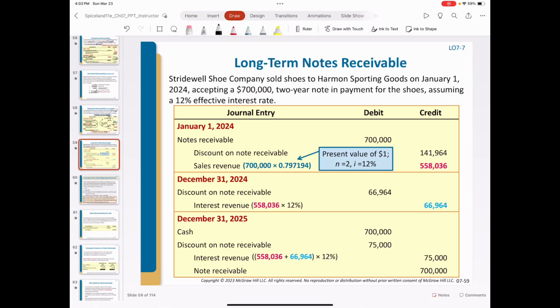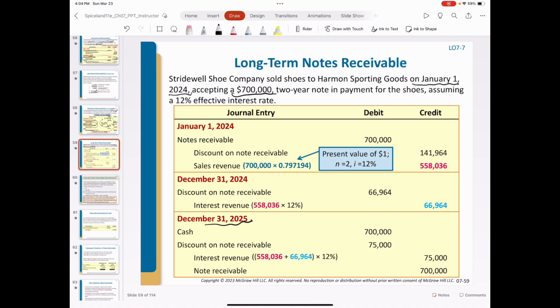If the note is long-term instead of 6 months, maybe 2 years, the procedures are very similar. So we use the non-interest-bearing note as an example. We are given that the notes receivable will be $700,000 in 2 years. In other words, the seller will receive $700,000 by the end of 2025, while this sale happens at the beginning of 2024.